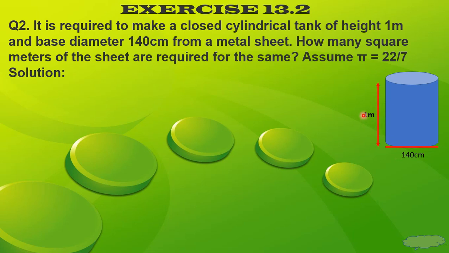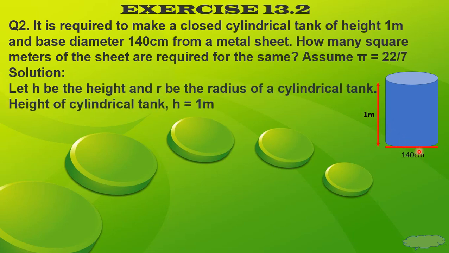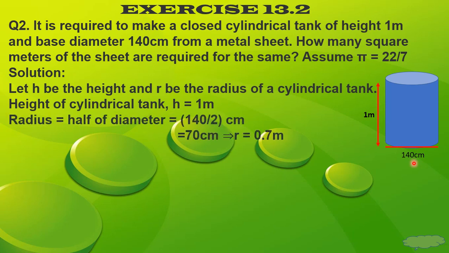Now here one thing we have to remember, the dimensions are given, they should be in the same units. Here it is in meter and it is in centimeter, so we have to consider both dimensions in the same units. So let's begin with this. Let height of the cylinder be h, which equals 1 meter, and diameter of the cylinder is 140 centimeter. So radius is half of the diameter, so it becomes 70 centimeter, or in terms of meter we can write it as 0.7 meter.